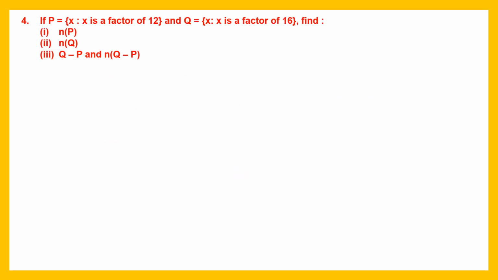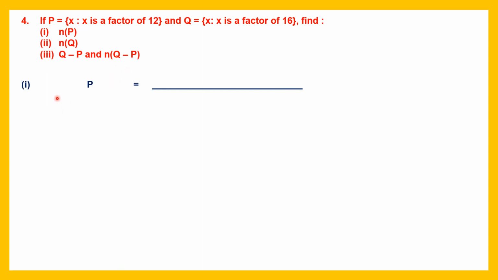Question 4. Here, P is the set of X such that X is a factor of 12. That means P is a factor of 12. All the factors of 12 will be in set P. And Q is the set of X such that X is a factor of 16. So what are the elements in Q? All the factors of 16. So first we have to find out all the actual elements and then find out cardinal number of P, cardinal number of Q and this third question.